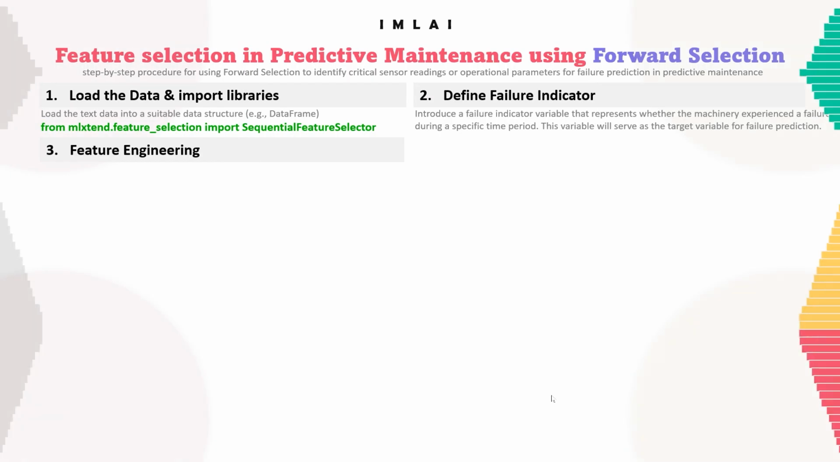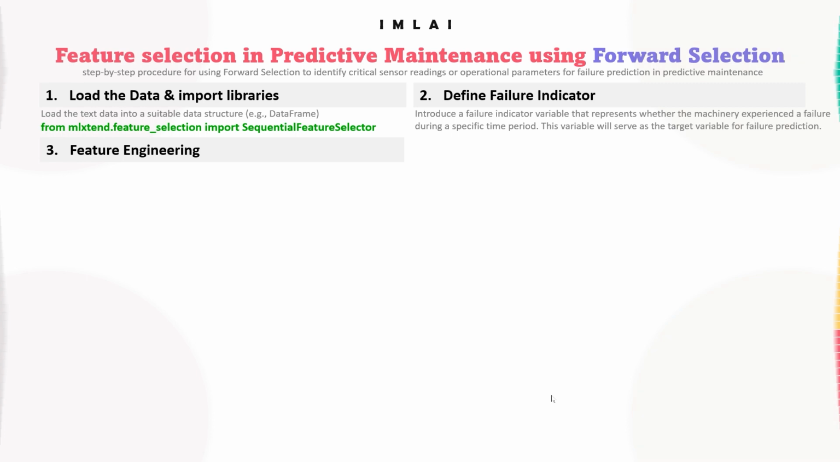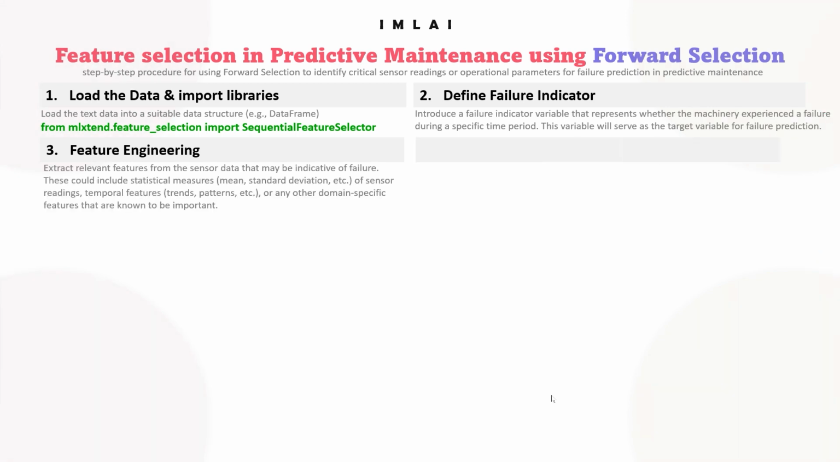Next, it's time to do feature engineering. Feature engineering means extracting relevant features from the sensor data that may be indicative of failure. These could include statistical measures, mean, standard deviation, etc. of sensor readings, temporal features, or any other domain-specific features that are known to be important. Then split the data.